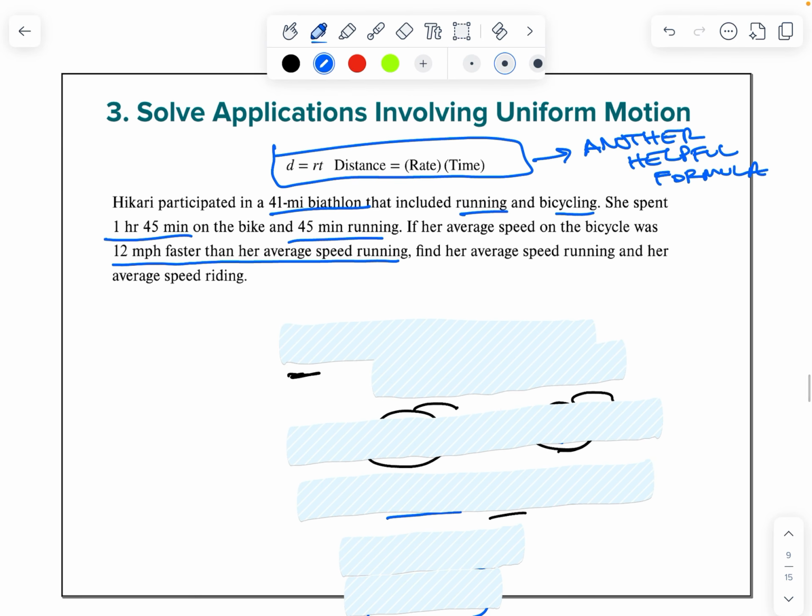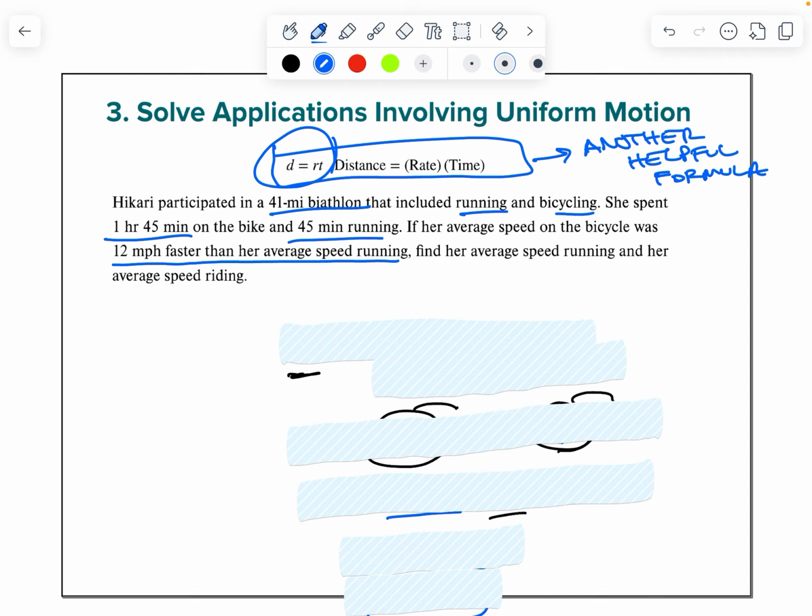Another helpful formula is with uniform motion. The formula for that is distance equals rate times time. Your distance is always going to be in feet or meters or miles. Your rate is going to be feet per second, meters per second, miles per hour, things like that. And your time is going to typically be in hours or minutes, depending on what the problem is.